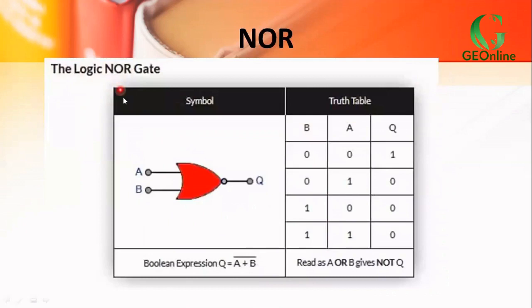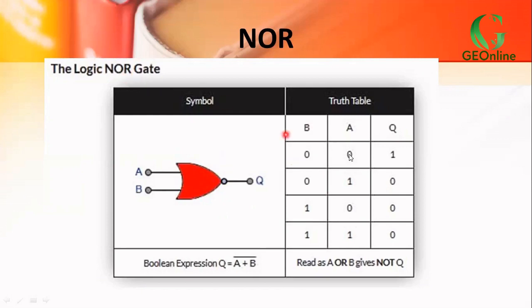Next is NOR gate. This is the logical representation for NOR gate. NOR gate is the inverse of OR gate. That means if we are connecting a NOT gate to the output of OR gate, we get NOR gate.